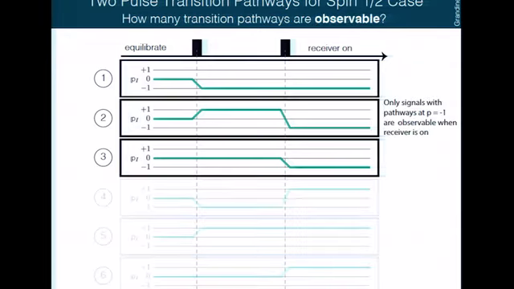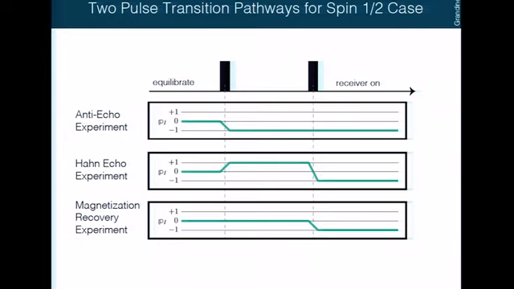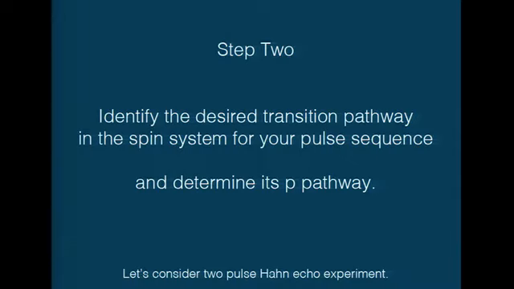So that means that we can only observe those transition pathways. The ones below all ended at +1. We can't see those. So we only have 3 transition pathways that we can observe here. And those correspond to 3 experiments you probably already know. Certainly you know the Hahn-Echo experiment. Certainly you know there's magnetization recovery experiments. And you might not be familiar, but there's also the anti-echo experiment, which is the pathway at the top, which you'll run into.